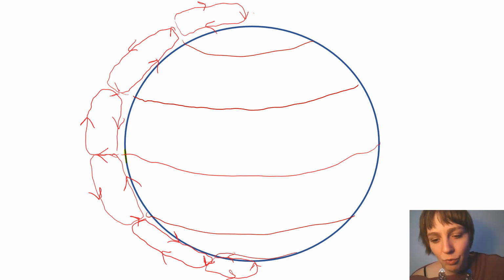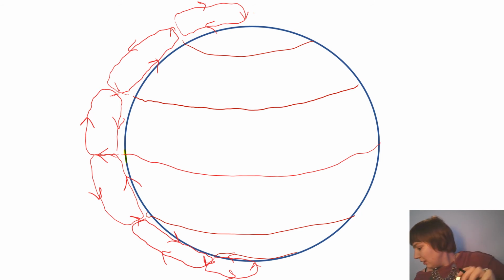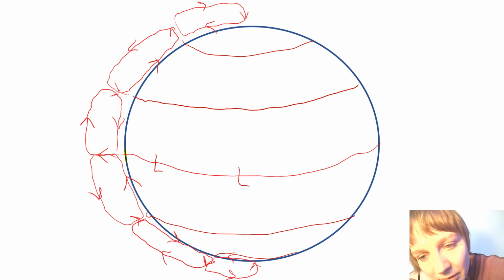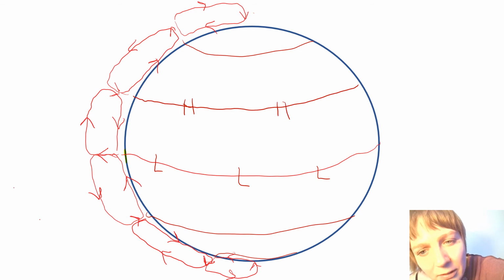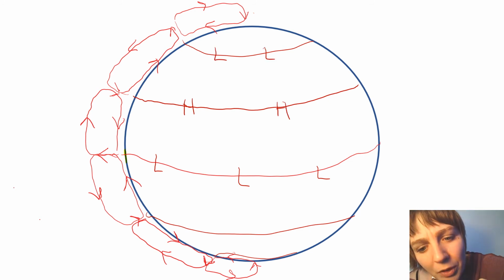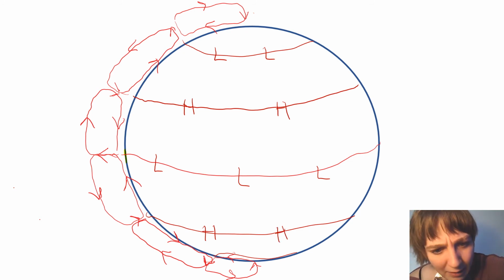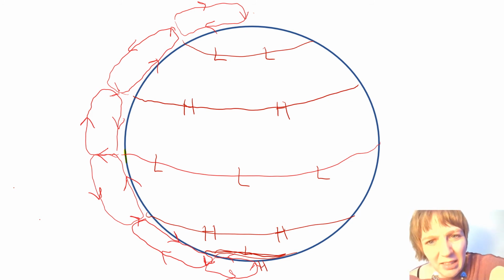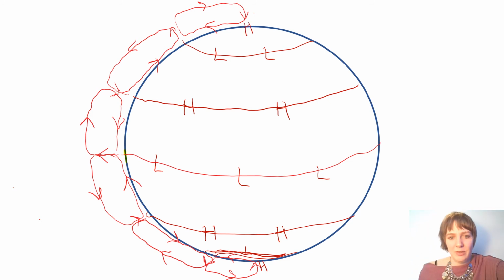And I'll go ahead and re-list them as being, this is low pressure, high pressure, low, low, high, high. I'm missing this one almost, but that's a low and a high, and this is a high. Okay, so those are all labeled.